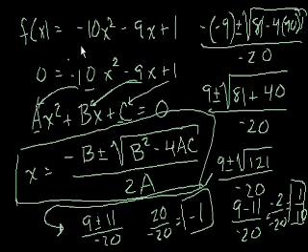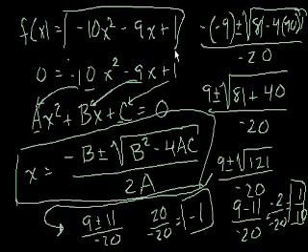So if we were to graph this equation, we would see that it actually intersects the x-axis, or f of x equals 0, at the point x equals negative 1 and x equals 1/10.